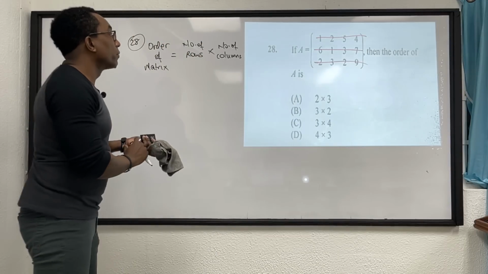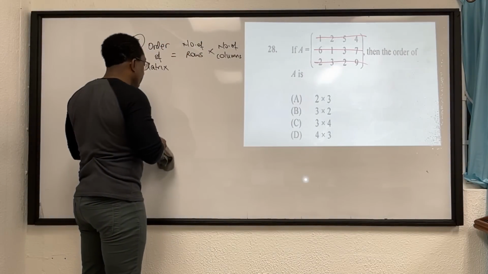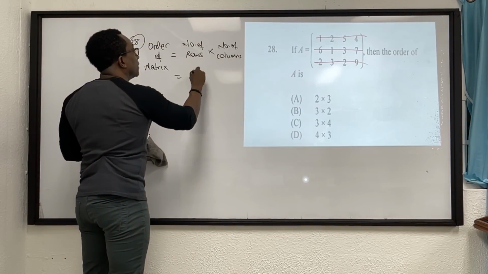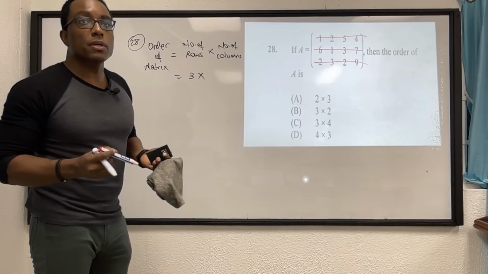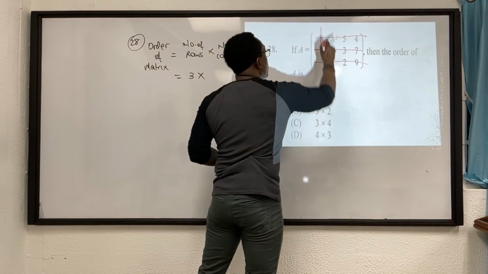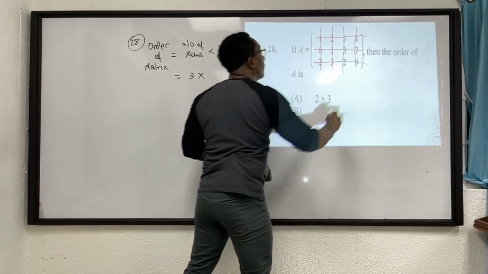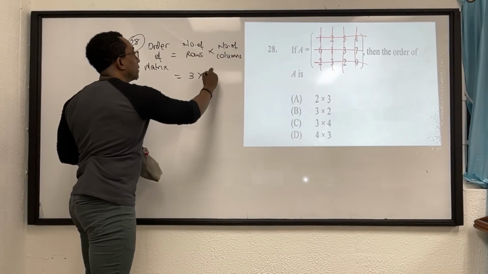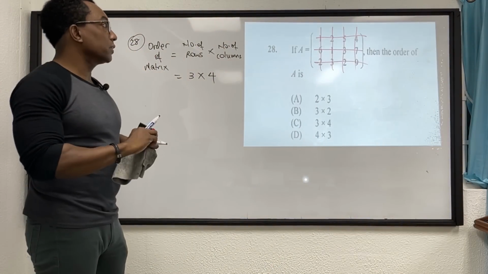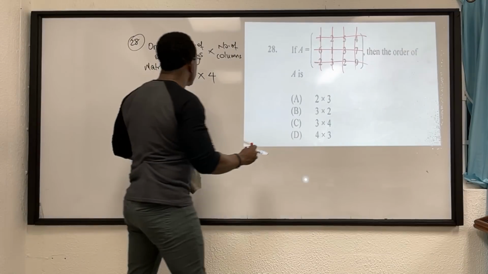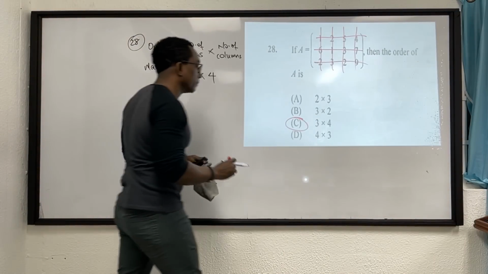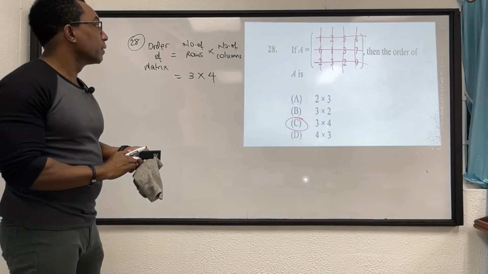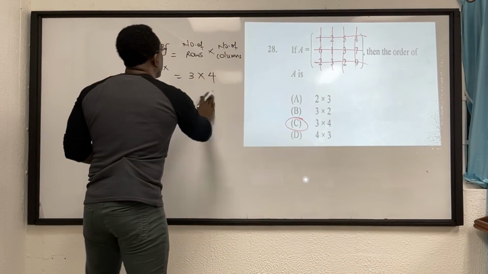So the number of rows will be 3, times the number of columns. Our columns run vertically. So we have 1, 2, 3, 4. So we have 4 columns. So the order of that matrix is a 3 by 4 matrix whose answer is C. Let's move on to question 29.